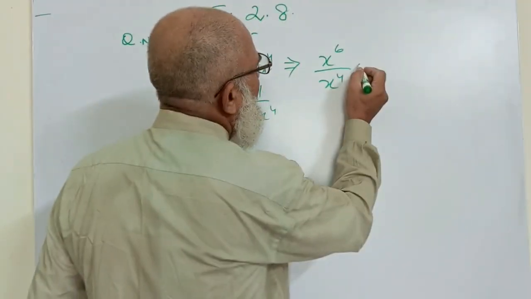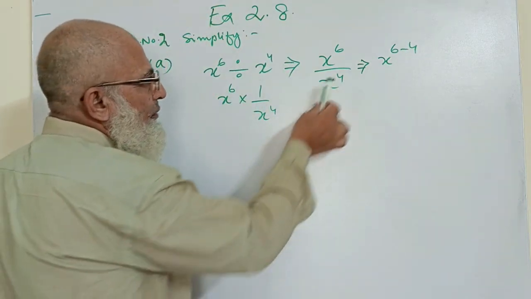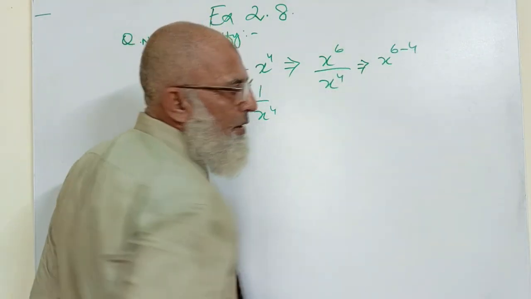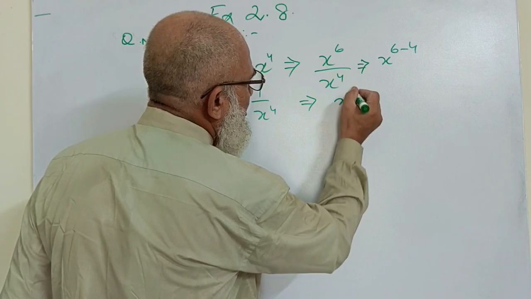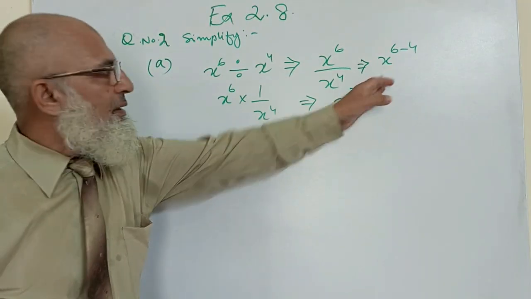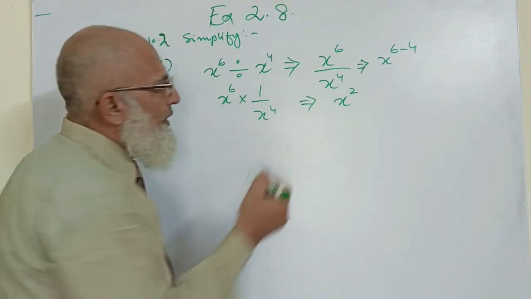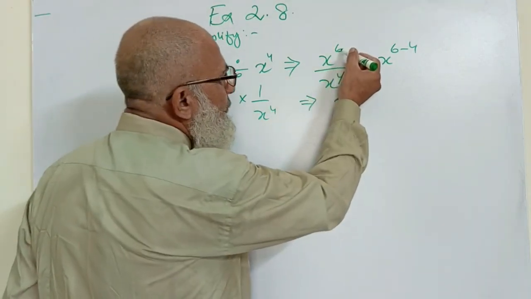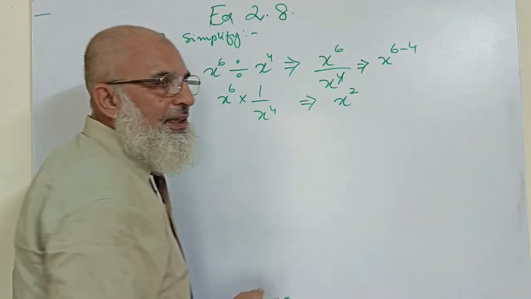So what will happen over here, that x6 minus 4. Now these bases are the same with different indices. What we do, we subtract the indices from each other. So what is the outcome of this? x square, or you can simply cancel if you are smart enough. So you can cancel 4 powers with the 4 powers of this x. Now 4 powers have been cancelled with the 4 powers.